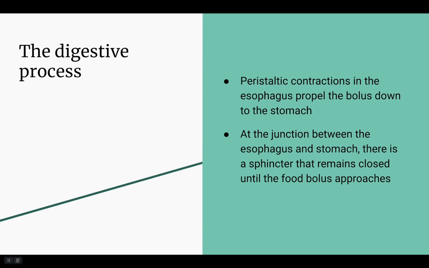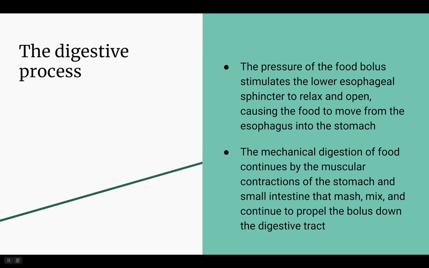At the junction between the esophagus and stomach, there is a sphincter that remains closed until the food bolus approaches. The pressure of the food bolus stimulates the lower esophageal sphincter to relax and open, causing the food to move from the esophagus into the stomach. The mechanical digestion of food continues by the muscular contractions of the stomach and small intestine that mash, mix, and continue to propel the bolus down the digestive tract.